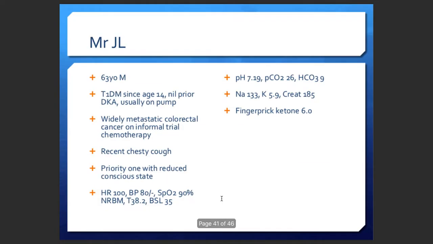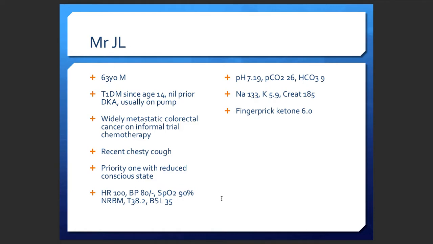So let's try to give you an example. This is Mr. JL, a 63-year-old gentleman with type 1 diabetes, diagnosed at the age of 14 years. He never had any DKA episodes, no history of DKA. But he is a known case on chemotherapy for metastatic colorectal cancer.